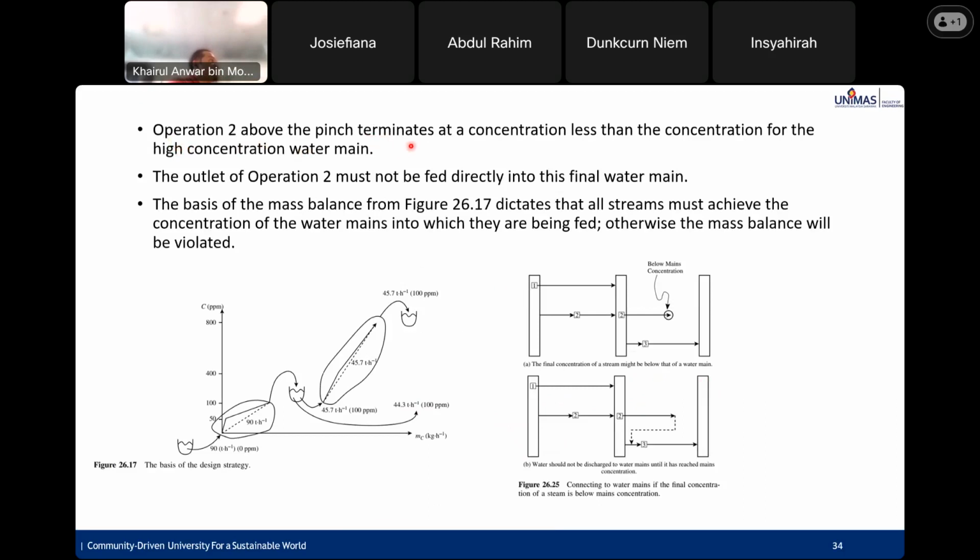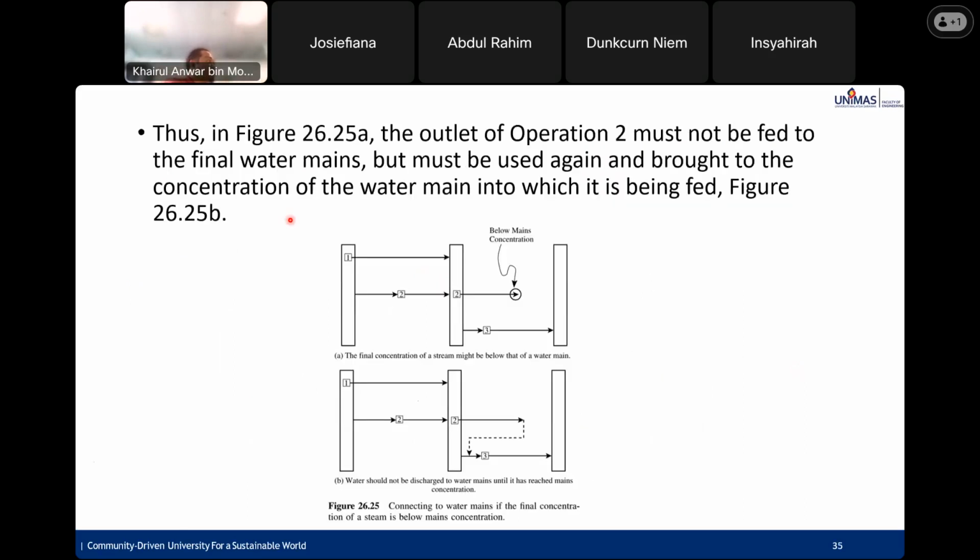Operation 2 above the pinch terminates at a concentration less than the concentration of the high concentration water main. The outlet of operation 2 must not be fed directly into this final water main. The basis of the mass balance from figure 26.17 dictates that all streams must achieve the concentration of the water main into which they are being fed, otherwise the mass balance will be violated. Thus, in figure 26.25a, the outlet of operation 2 must not be fed to the final water main but must be reused again and brought to the concentration of the water main into which it is fed, as in figure 26.25b.